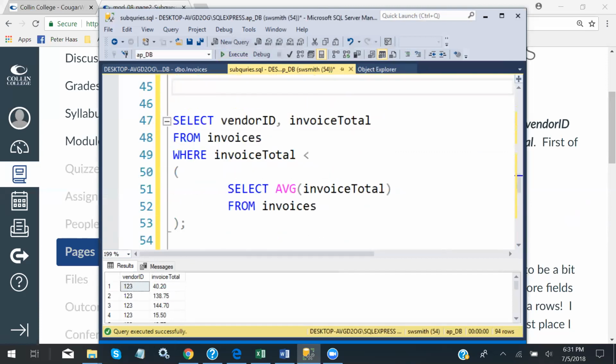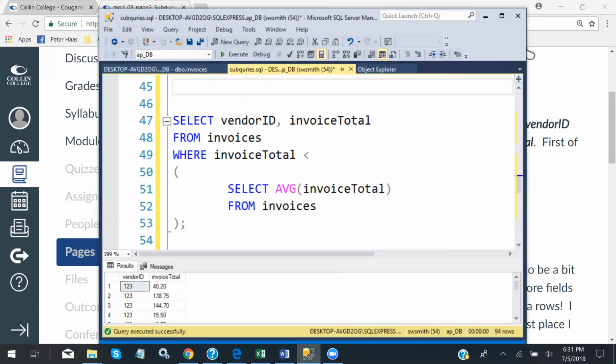Go ahead. On the invoice table, there is a record, and in that record, one field is invoice total? Yes, there is a field called invoice total in the invoices. Okay, so every vendor ID will have one record in the invoice table? No, a vendor ID can have more than one invoice associated with it. In fact, most vendor IDs do.